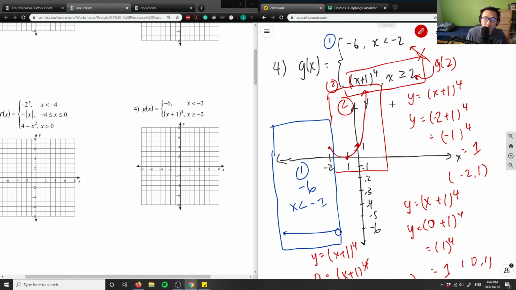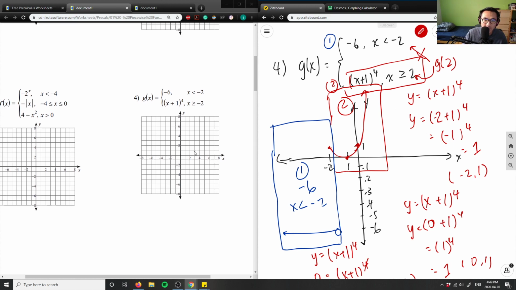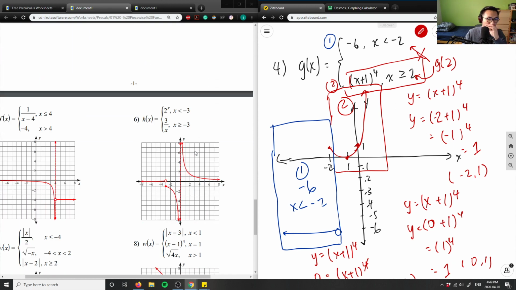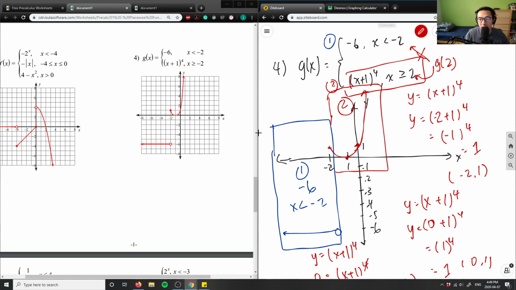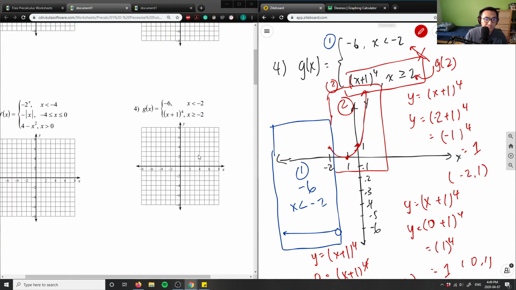So again, I have two pieces to this function. I can check my answer, and this is correct. It looks very similar to what this is. I have my point here, here, here, and then I also have my point here. So we're good for this function as well.